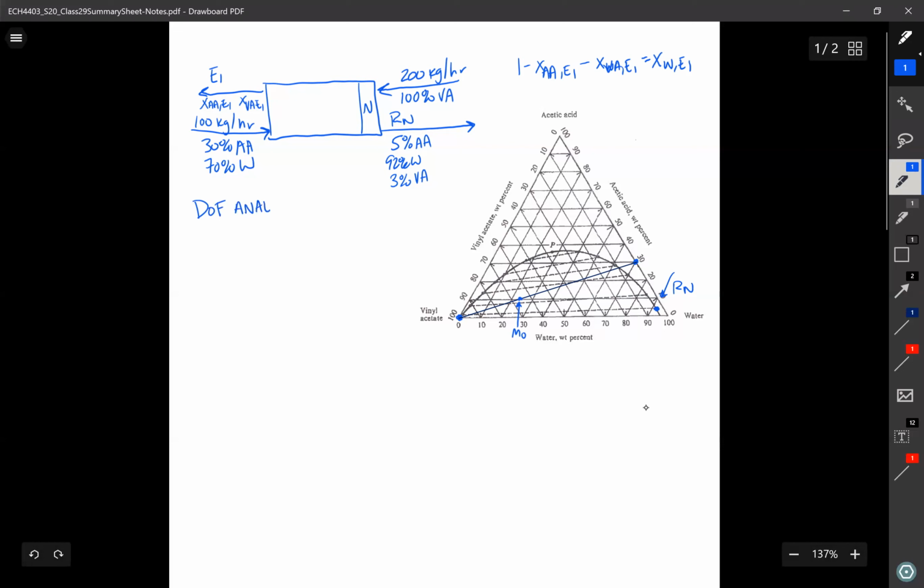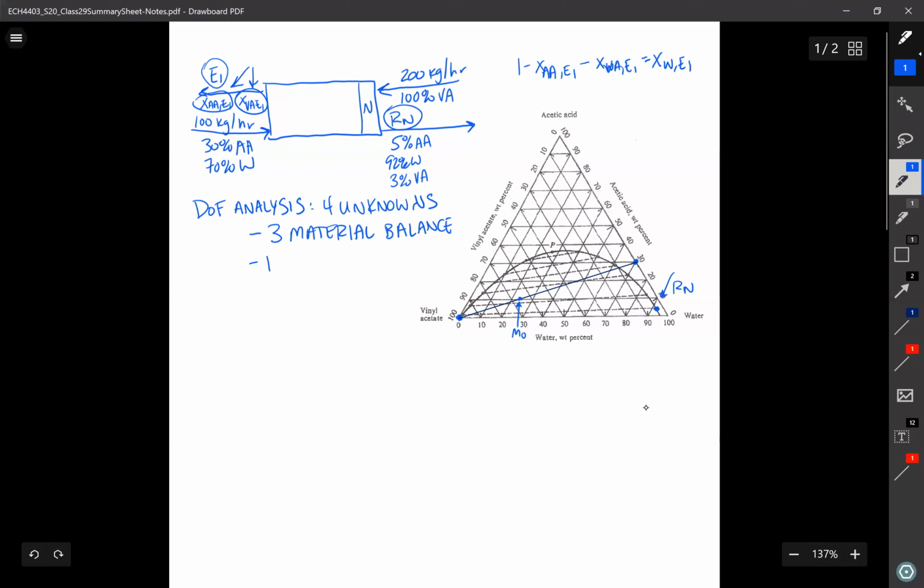So my degree of freedom analysis just on this system as it stands right now, I've got E1 as an unknown, composition of acetic acid, composition of vinyl acetate, and RN as unknowns. So I have 4 unknowns in this process. I have 3 material balances. I can write 1 material balance for each component of my system. 3 material balances. And then finally, I have 1 relationship between the acetic acid composition and the vinyl acetate composition.